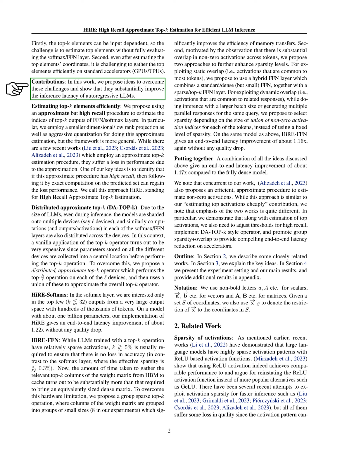In our contributions, we introduce methods to address these challenges, significantly improving the inference speed of autoregressive LLMs without compromising on quality. We propose an approximate method with high recall for estimating the top elements in FFN and softmax layers, which, despite being an approximation, does not result in performance loss thanks to its high accuracy. This method, which we call HiRE, allows for a more efficient computation by predicting which elements will be most significant.